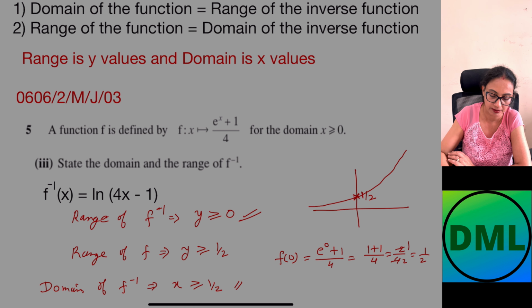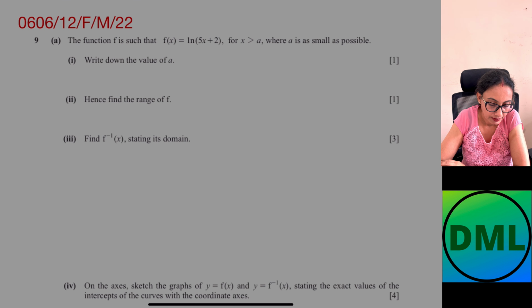Let's see one more example. The function f is such that f of x is equal to ln of 5x plus 2 for x greater than a, where a is as small as possible. Write down the value for a. First, we will write down the domain of this function.